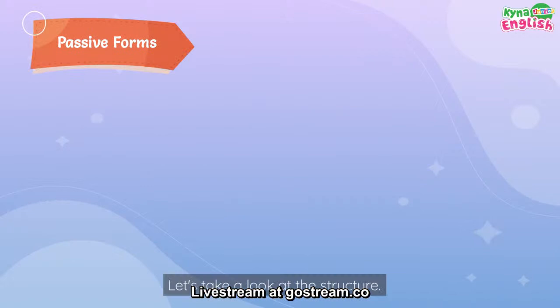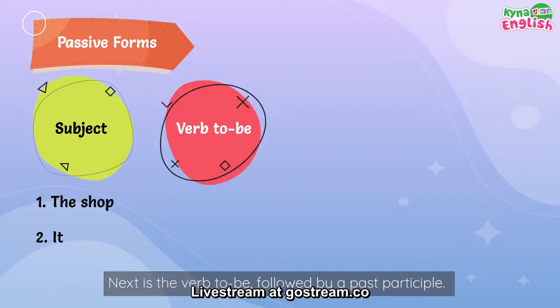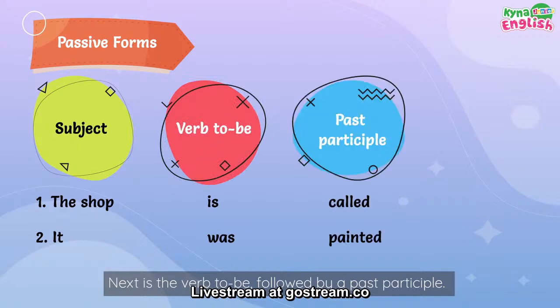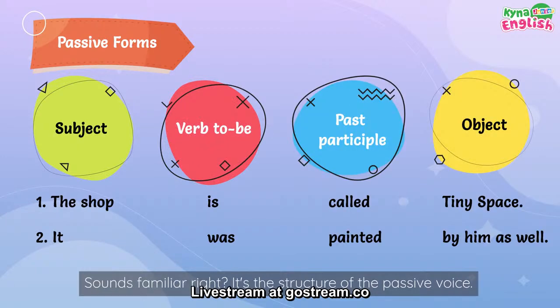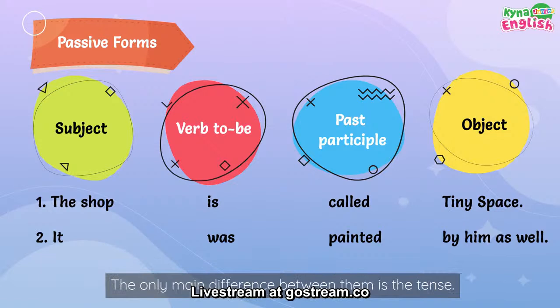Let's take a look at the structure. They all start with a subject. In this case, the subjects are objects: the shop and the picture. Next is the verb to be, followed by a past participle. Sounds familiar, right? It's the structure of the passive voice. These sentences are 2 examples of passive present simple and passive past simple. The only main difference between them is the tense.